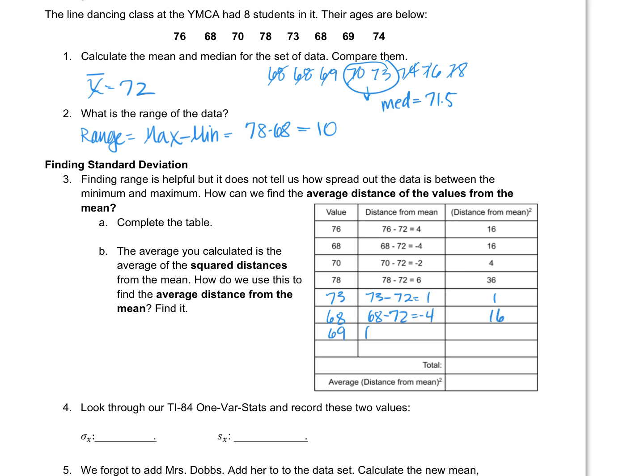Everybody know what you're doing? If you don't, say the word. Do we have to write 68 again? There's two 68s. No, you do. You have to account for both of them.